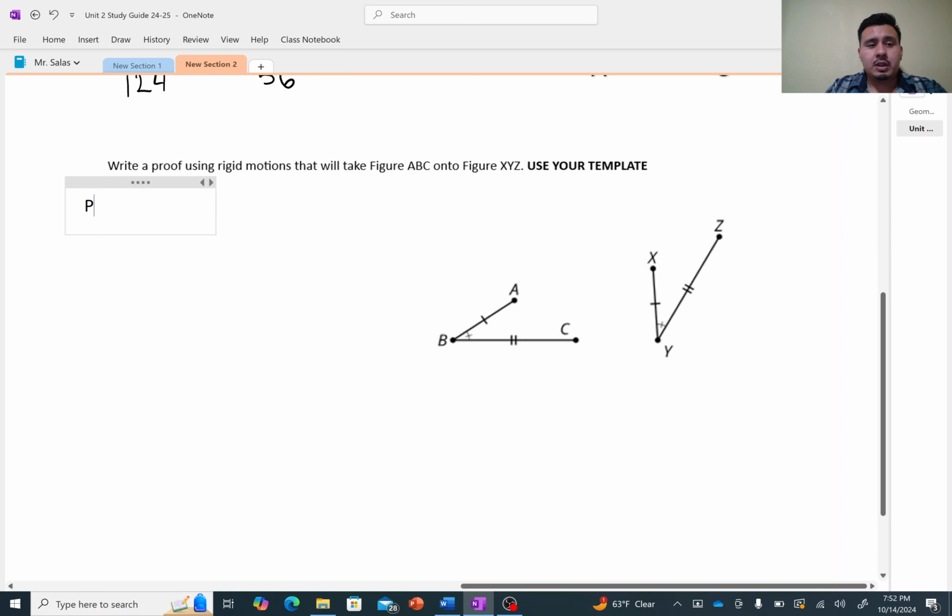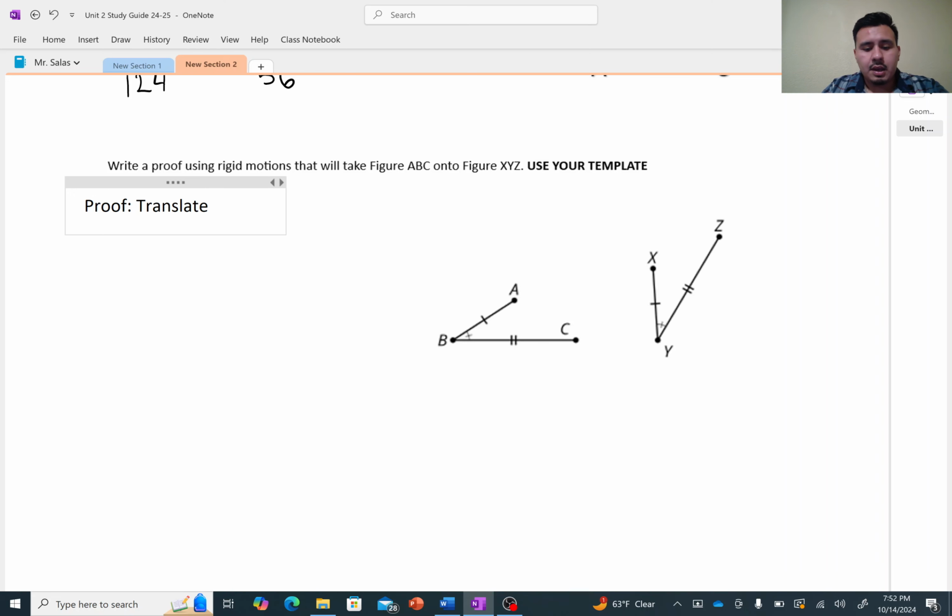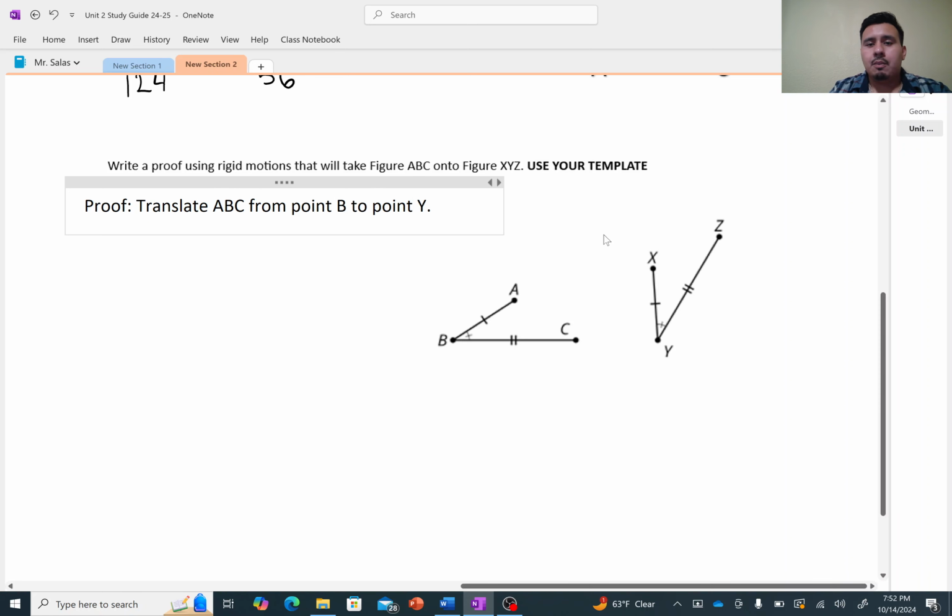So first of all, with any proof, I'll just write the word proof and put a colon. That lets me know that I'm writing the proof. I'll say translate ABC from point B to point Y.